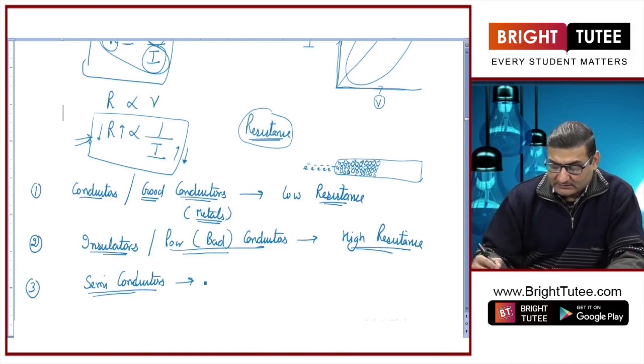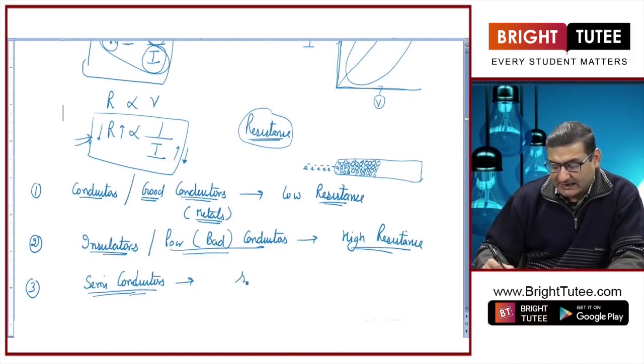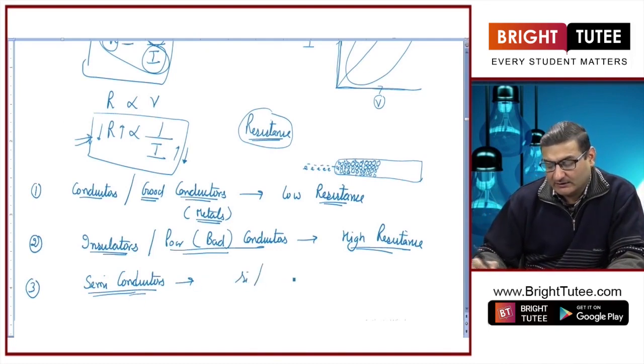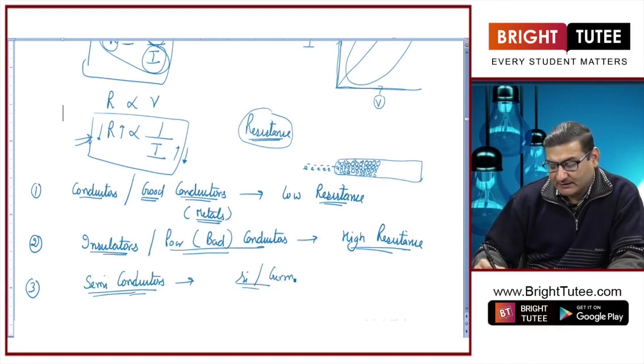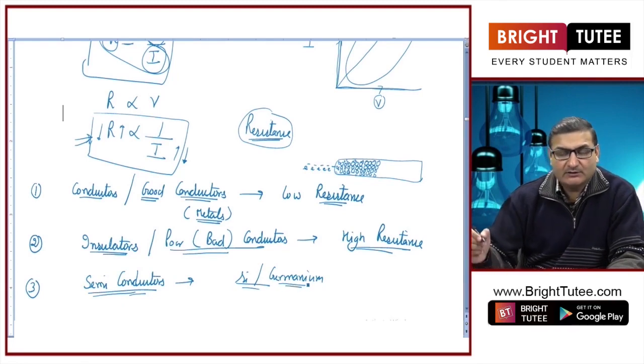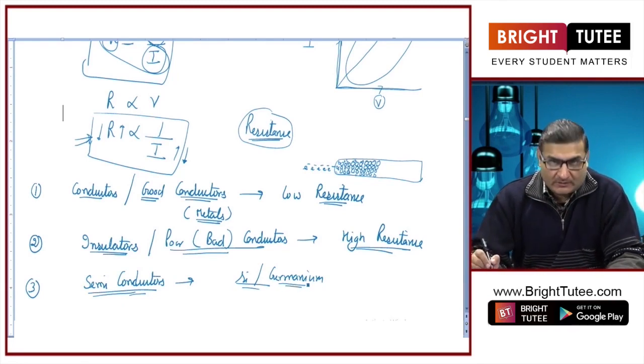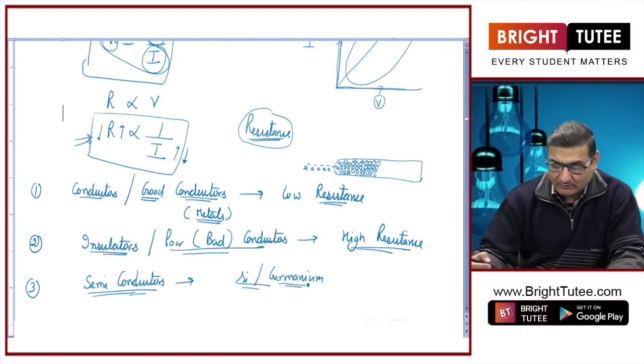Fine. Some semiconductors are silicon and germanium. There are a few semiconductors which basically allow partial current to pass through them. Got it? A few metalloids have the properties of both metals and non-metals.